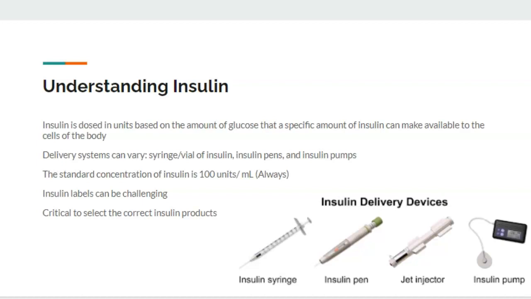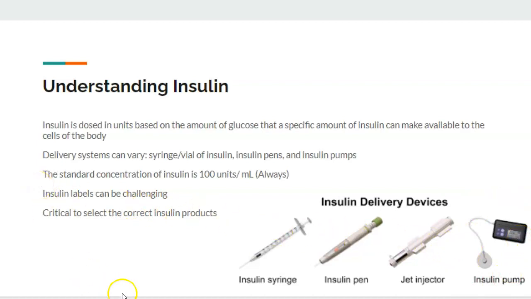There's lots of different delivery systems. You can deliver with a syringe and a vial of insulin, where they pull up the insulin from a vial and give it in a syringe that's like this. There's insulin pens, which are the jet injector or insulin pens that look like these two. And then there's insulin pumps, and this is an example of an insulin pump. So they have all these different options.